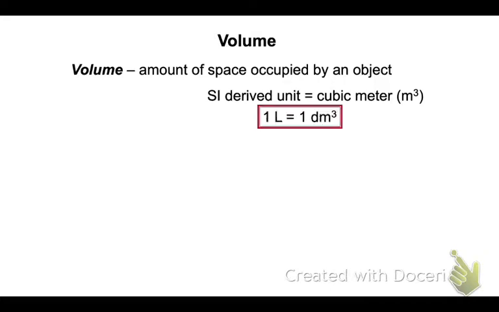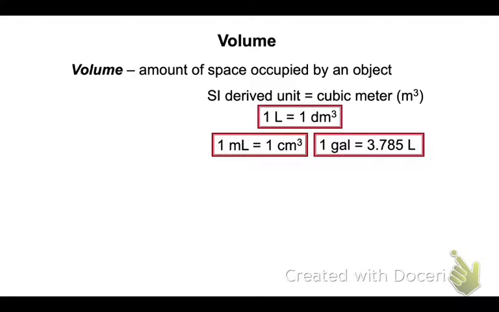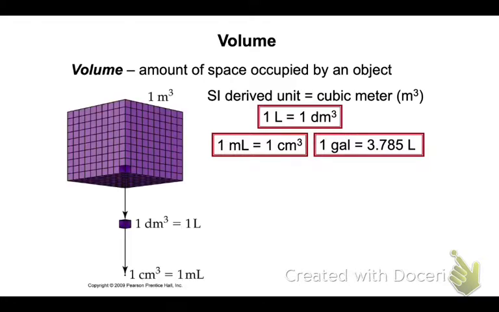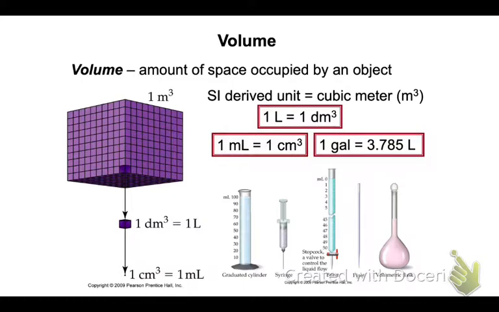You also need to know that a liter is equal to 1 cubic decimeter, a milliliter is equal to 1 cubic centimeter, and a gallon is equal to 3.785 liters. The equipment that you see on this slide measures the volume of a liquid, like a graduated cylinder, syringe, burette, pipette, and volumetric flasks.